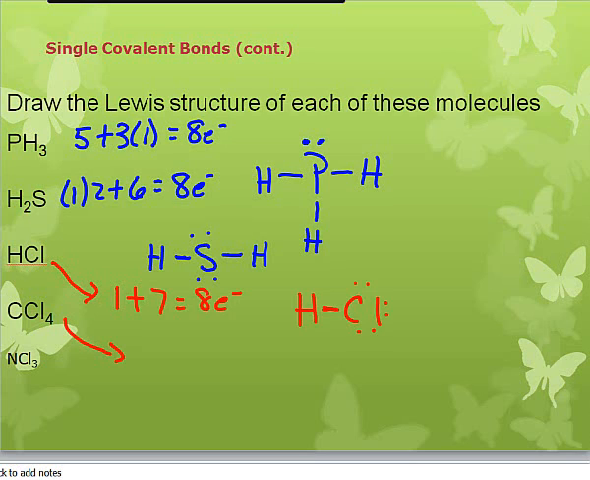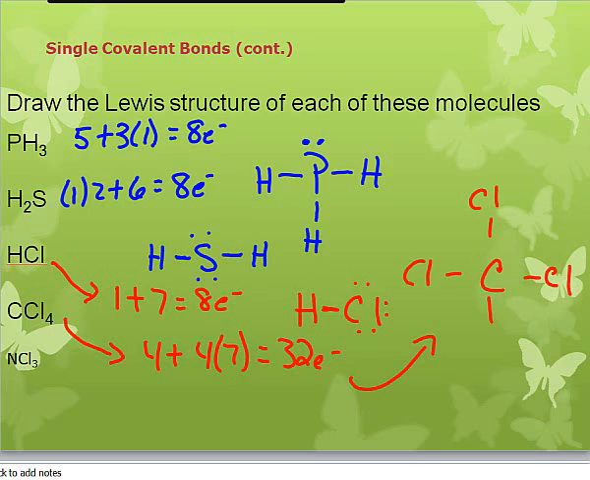Now carbon tetrachloride. Carbon has 4 valence electrons, and chlorine has 7, but there are 4 of them. So 4 times 7 is 28, plus 4 gives me 32 electrons. So I'm going to come over here and do carbon. Carbon always goes in the center. It is the least electronegative element between carbon and chlorine. So I have 2, 4, 6, 8, 10, 12, 14, 16, 18, 20, 22, 24, 26, 28, 30, 32.